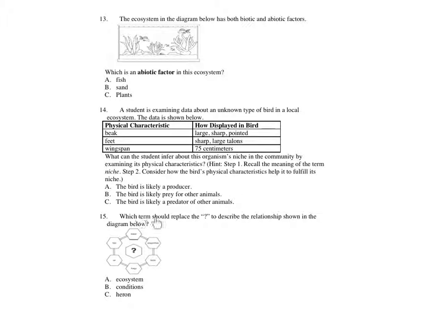Number 15, which term should replace the question mark to determine the relationship shown in the diagram below? A, ecosystem. B, conditions. C, heron.